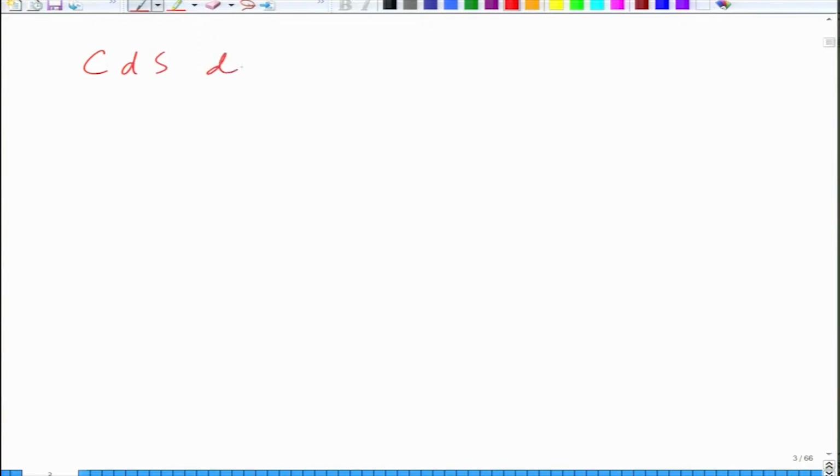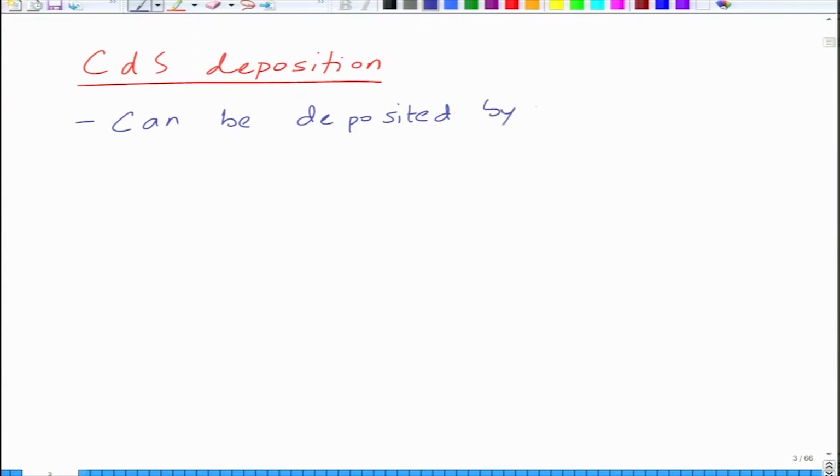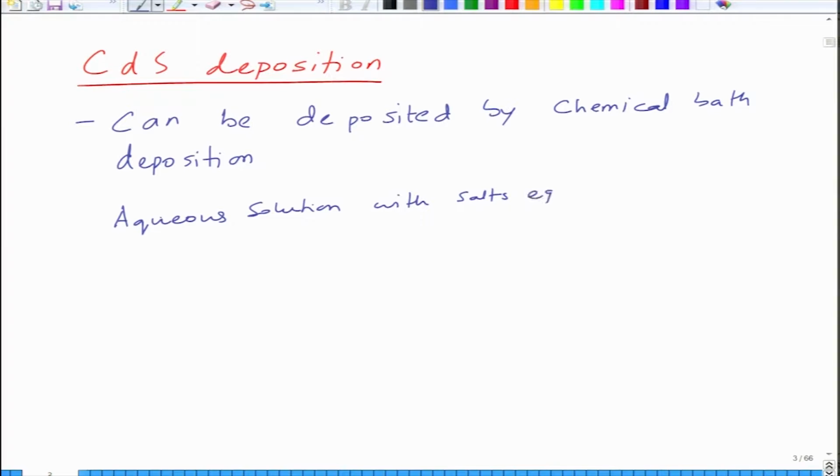If you look at CdS deposition, CdS can be deposited by chemical bath deposition. Essentially what you have here is an aqueous solution with salts of cadmium, such as cadmium sulfate. You can have cadmium chloride as well, and you can have cadmium iodide, cadmium acetate, etc. So, these are the salts of cadmium.